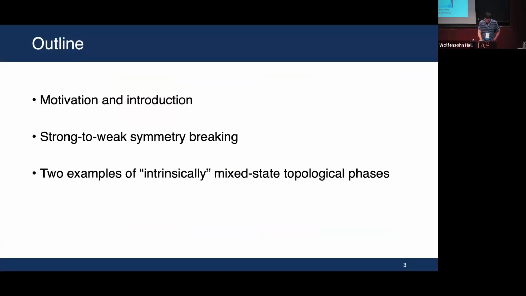Okay, so this is a brief outline of the talk. I'll start with some motivation and a general discussion of what this problem is about and why we're interested in it. And I'll discuss three specific results. One is about what's called strong-to-weak symmetry breaking. And then I'll continue to talk about two examples of exotic or intrinsically mixed-state topological phases. I'll try to quantify what these words mean.